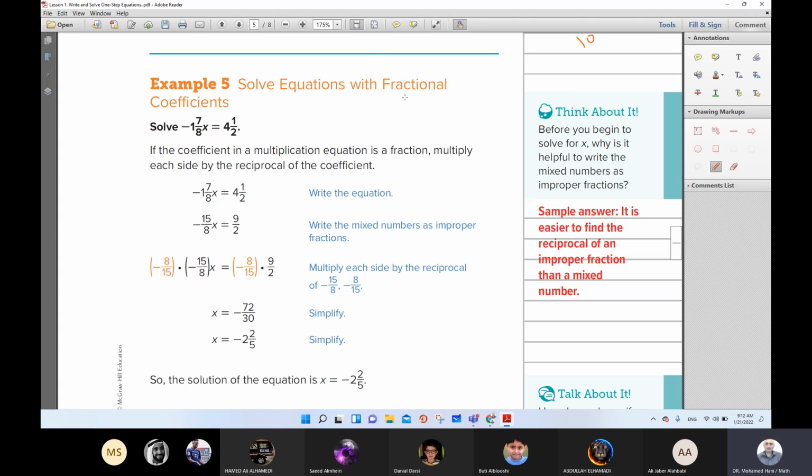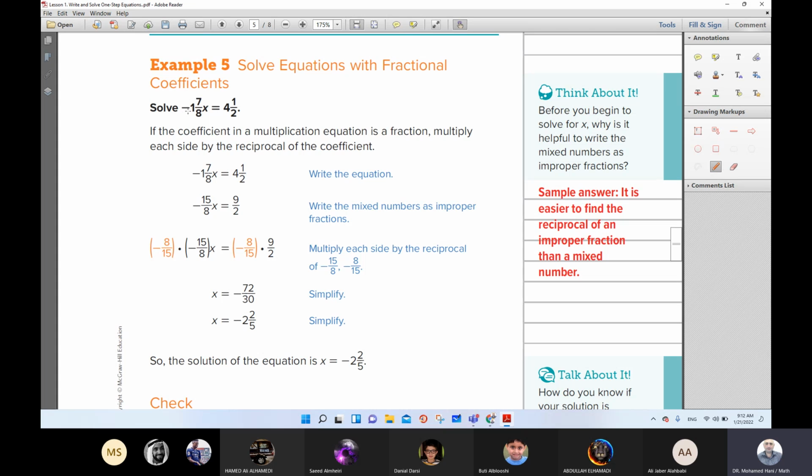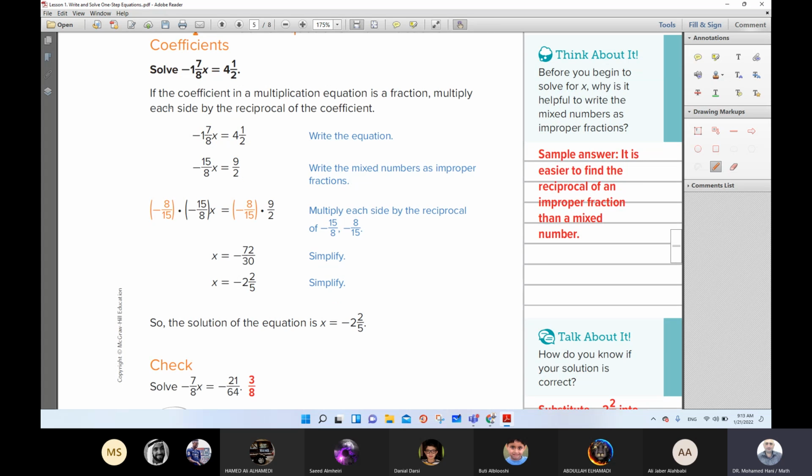Solve equations with fractional coefficients. Solve -1 and 7/8 x equal 4 and 1/2. If the coefficient in a multiplication equation is a fraction, multiply each side by the reciprocal of the coefficient. So rewrite the same equation, -1 and 7/8 x equal 4 and 1/2. Then change the coefficient from a mixed number to a fraction.